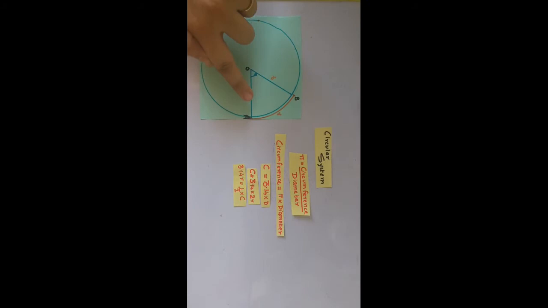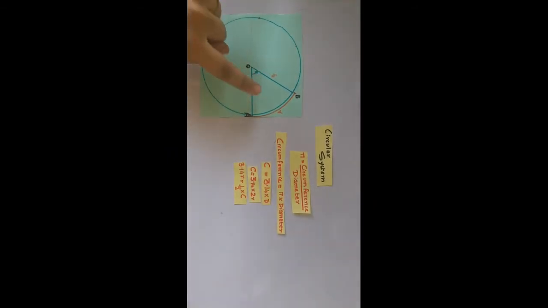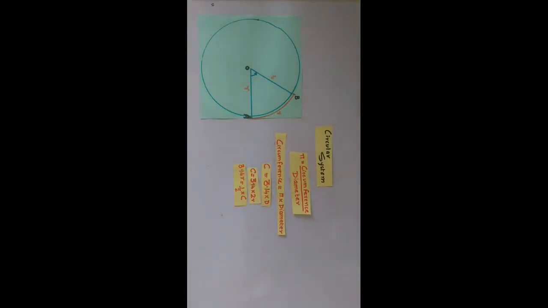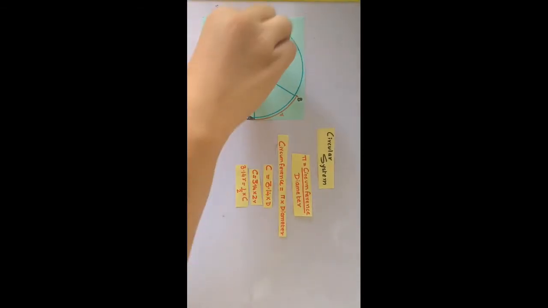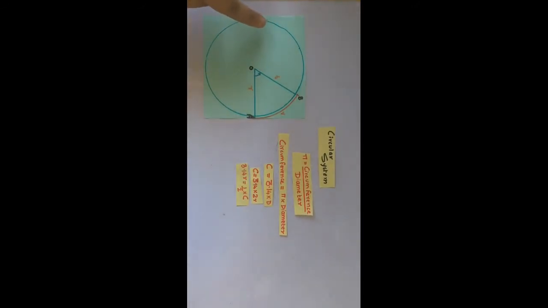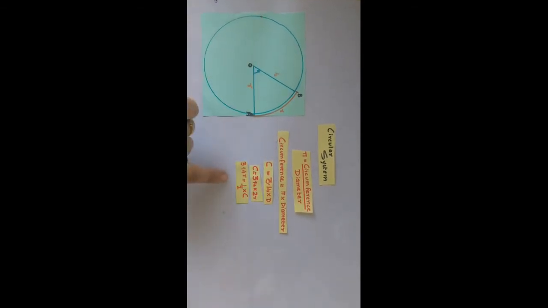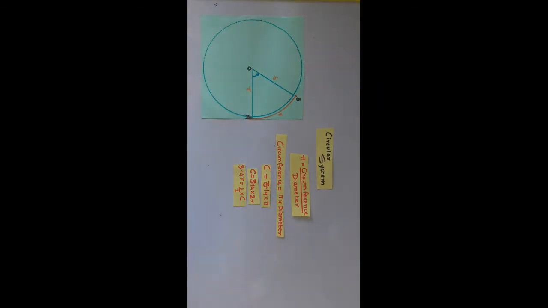Half of the circumference is a semicircle, which is equal to 3 times the radius plus a little more, that is 3.14r. So 3 point something, 3.14 times r, is equal to half of the circumference.